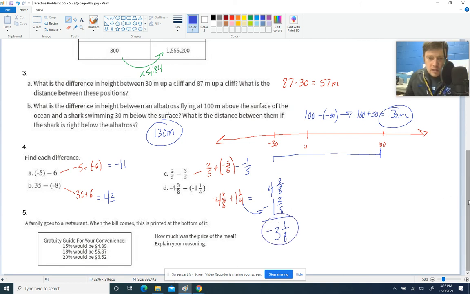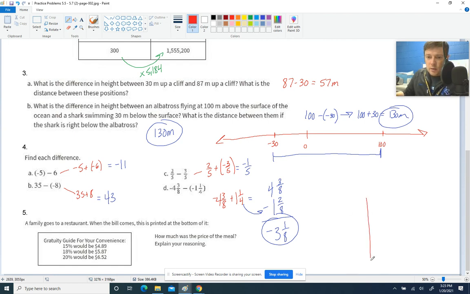Moving on to the last problem. Family goes to a restaurant, the bill comes. This is printed at the bottom of it: Gratuity guide for your convenience. 15% would be this much, 18% would be this much, 20% would be this much. How much was the price of the meal? Okay, that's pretty cool. I like that question.